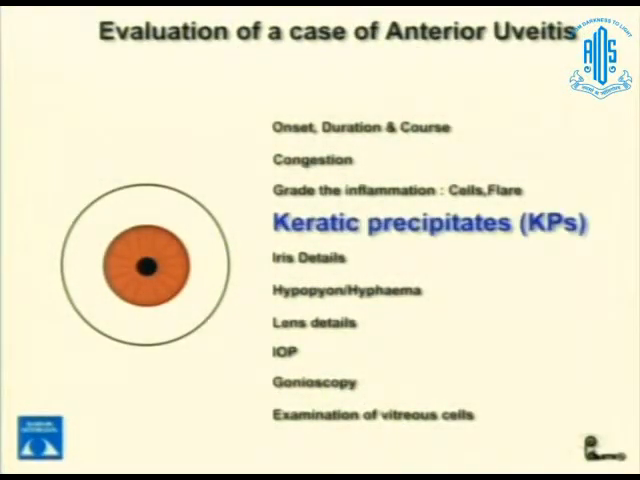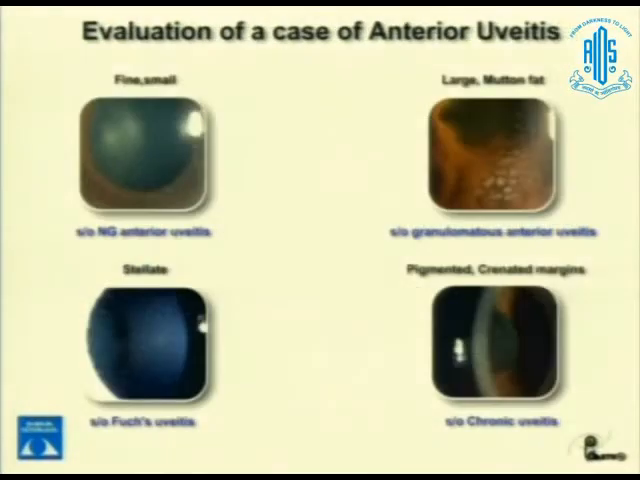So next parameter is the keratic precipitates. Keratic precipitates is very important. In exam, you should document the extent of the involvement of the keratic precipitates, whether it's diffusely involving the corneal endothelium or it's forming a line called Turk line. Sometimes it's very important to note down the size of the KPs also.